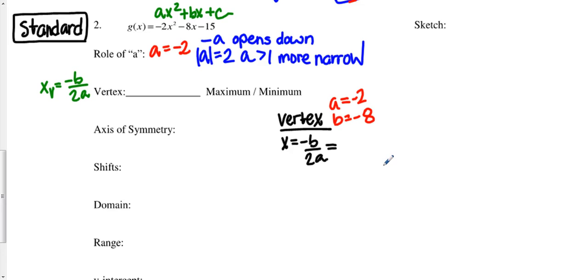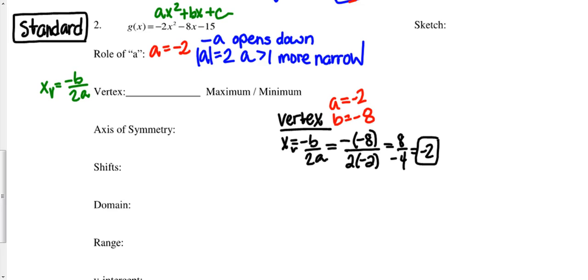You can check with a neighbor when you're finished. What do you get for the x value of the vertex? So let's see how you did. The negative is still there in the front. Plugging in a -8 completes the numerator. And then in the denominator, 2 times -2. That's going to equal 8 divided by -4, which is -2.